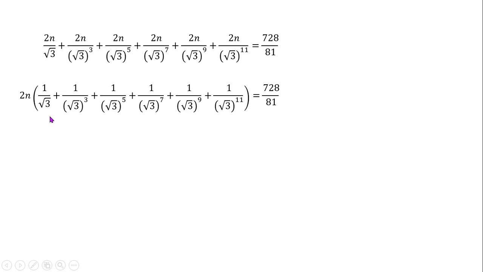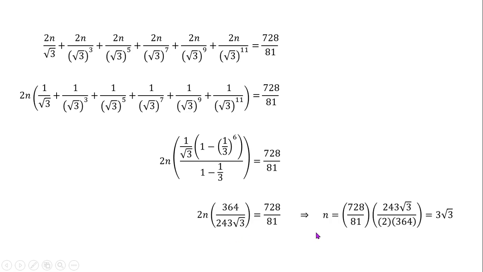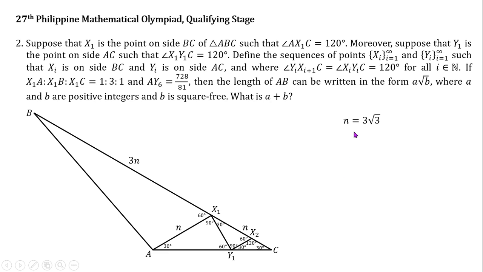forms a geometric series, right? And there's a well-known formula for the sum of the terms of a geometric sequence. I'm assuming that you already know that formula. So by using that formula, we can simplify the inner expression into this, right? So the common ratio is 1 over 3, right? Now, simplifying this one further, we get this, and by solving for n, we get n equals 3 times the square root of 3. Alright, so now we know that n is equal to 3 square root of 3.